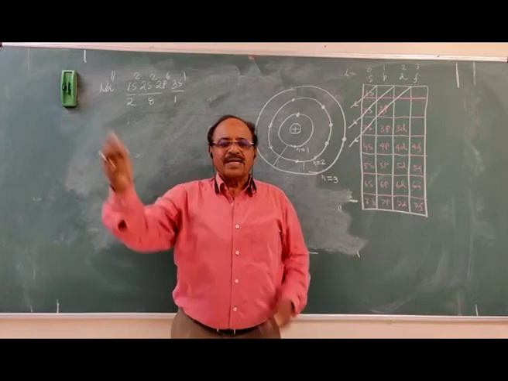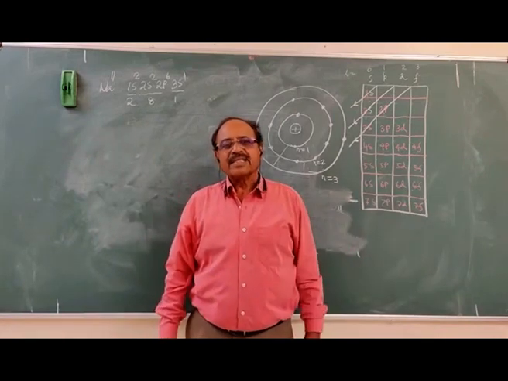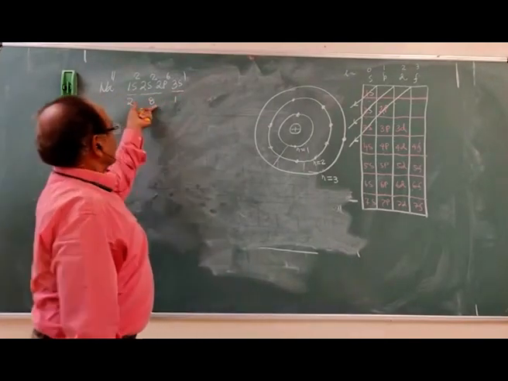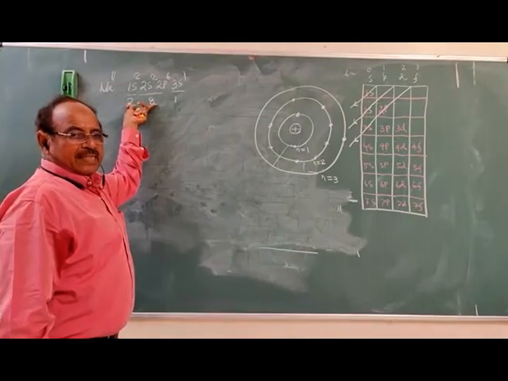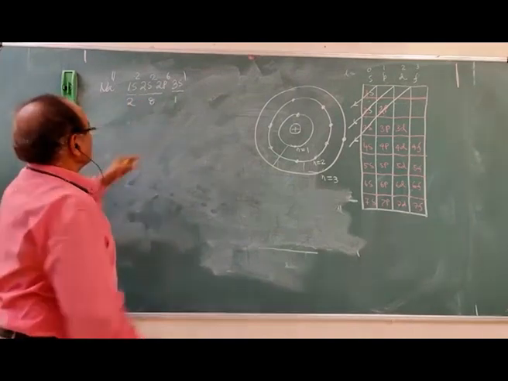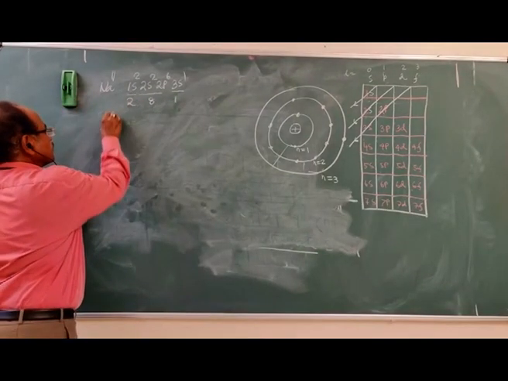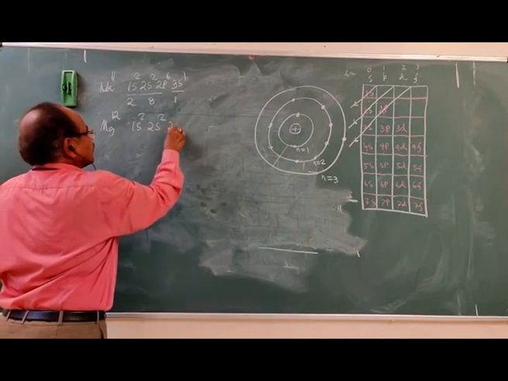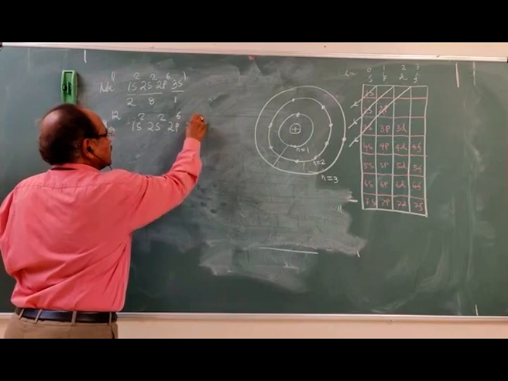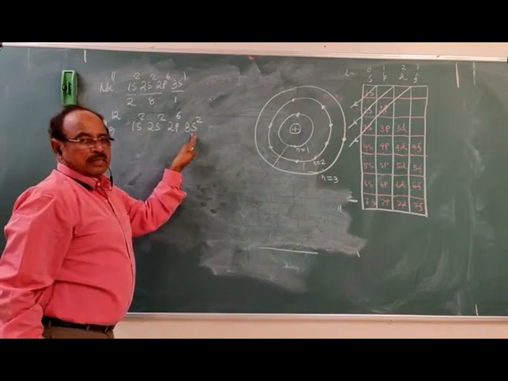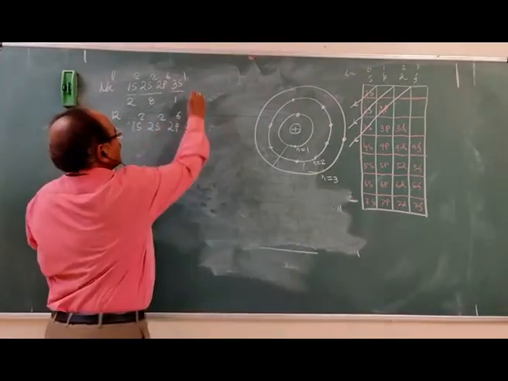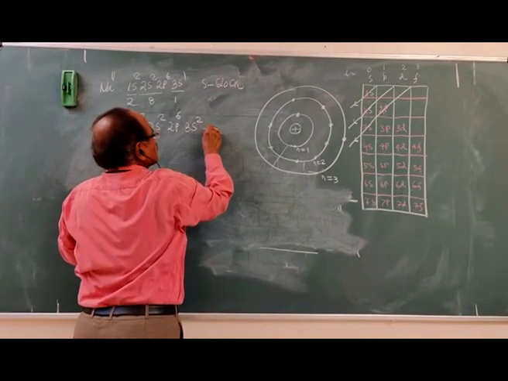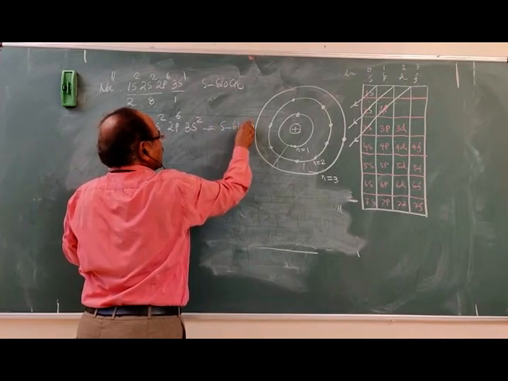By losing that electron, they attain the nearest inert gas configuration. So if sodium loses this electron, it will attain the configuration of neon. 2,8 is the neon configuration. Now if you come to magnesium, 12, this is 1s2, 2s2, 2p6, 3s2. Both sodium and magnesium belong to S block of the periodic table.